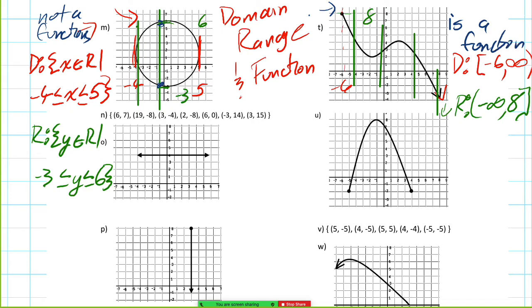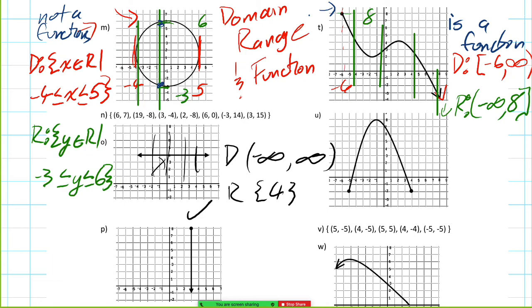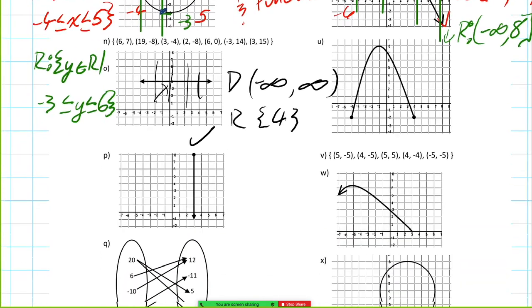Okay, this one here, pretty simple. The domain goes from -infinity to +infinity. And the range is actually just one value. The range happens to be 4, so it's just a set with the number 4 in it. It is a function, it passes the vertical line test, so that checks out great. This one's similar to our first one, so you just jump through this list to see everything.